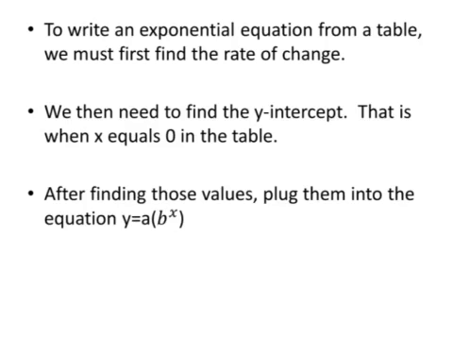First, you must find the rate of change, which is your pattern in your y column. Then you find your y-intercept, the same way that you found it for linear. You find when the x in the table is 0, whatever the y is, that is your y-intercept. Then we plug it into the equation y equals a times b to the x power, y equals ab^x. A stands for your y-intercept, and b stands for your rate of change.